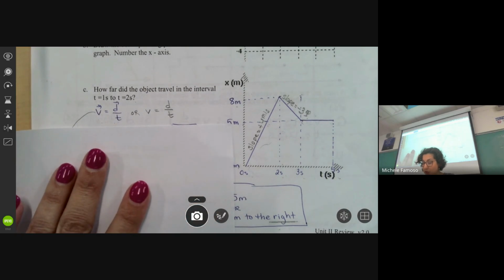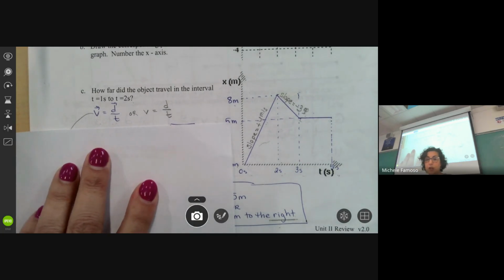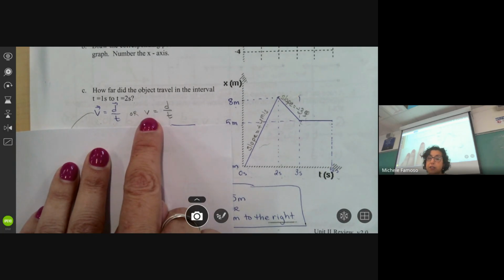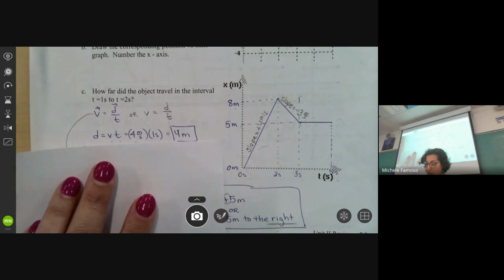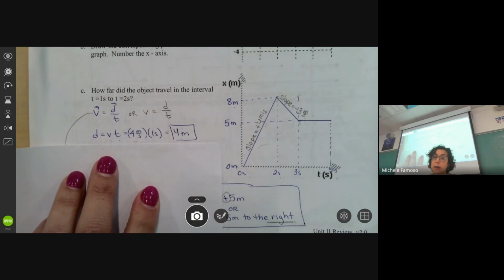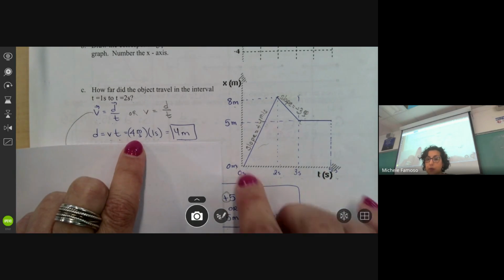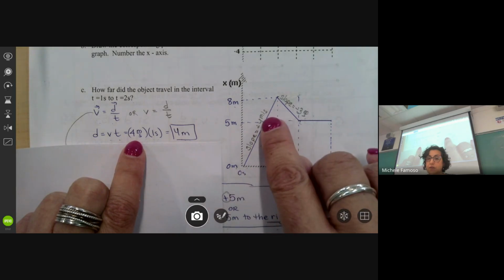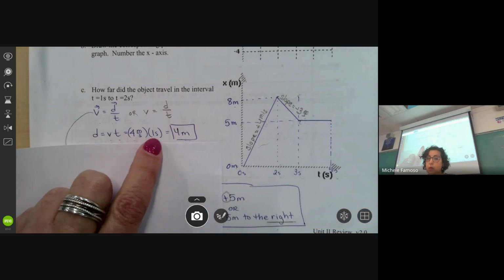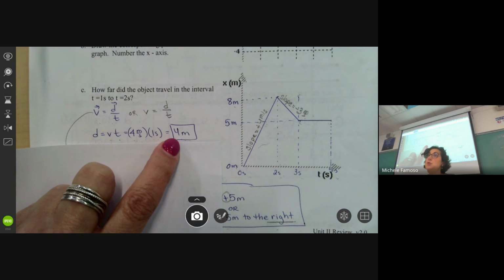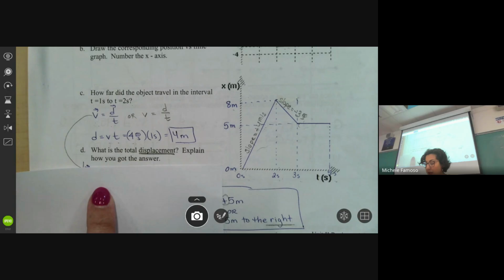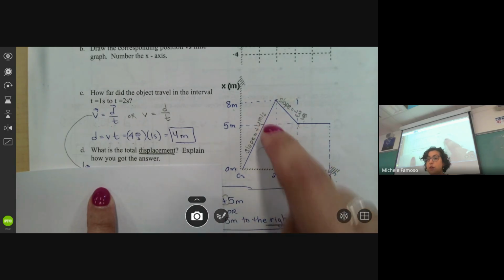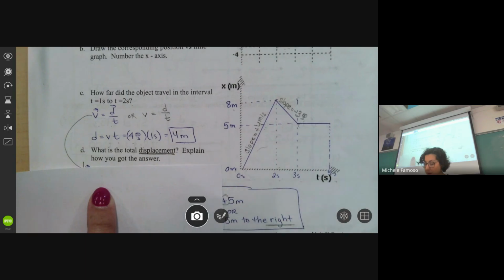Now, let's answer the question. C, how far does it travel from 1 to 2 seconds? How far is distance. So I'm going to use speed is distance over time. So the distance is the speed times the time. The speed between 1 and 2 seconds is the 4 meters per second. Between 1 and 2 seconds is only 1 second. So it's moving 4 meters between 1 and 2 seconds. Now, what's the total displacement? These answers now are going to help me get the values on my y-axis.